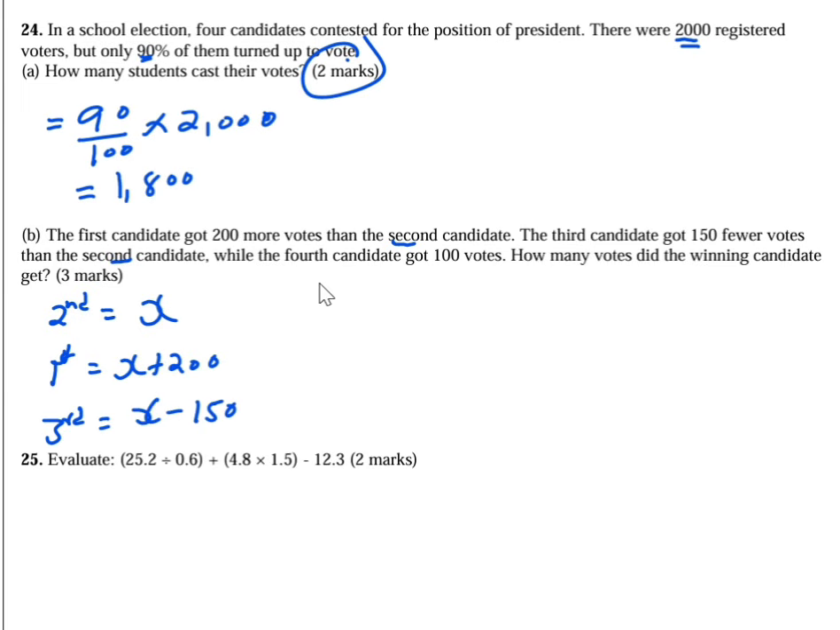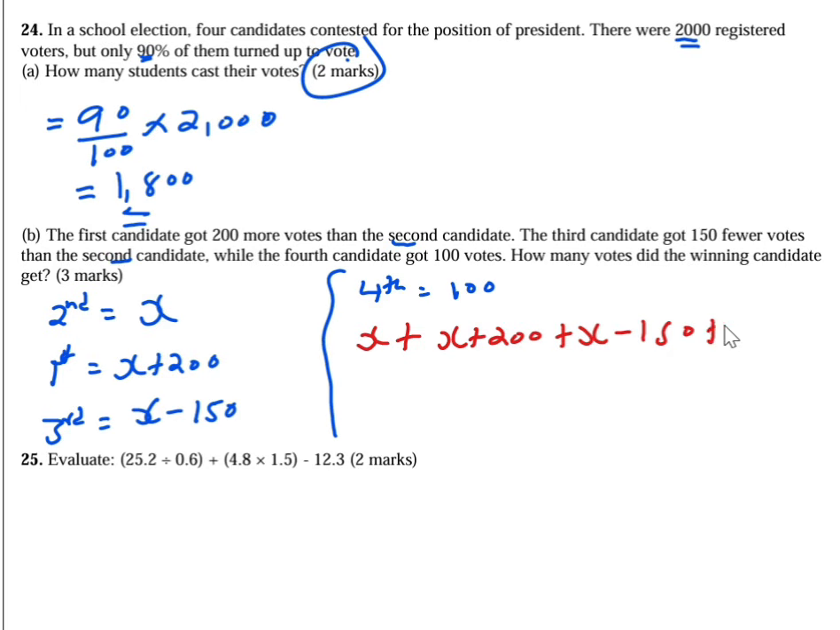Then we have the fourth, this other guy here with 100 votes. The fourth has 100 votes. So how many votes did the winning candidate get? So remember, if you add all these, how many people voted? 1800. So we add all this, it equals 1800. So it will be, let's use another pen, X for the first, plus X plus 200, plus X minus 150, plus this one here with 100, equals the total, which was 1800.